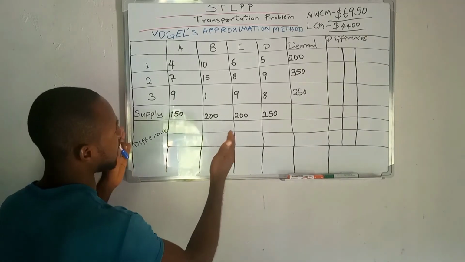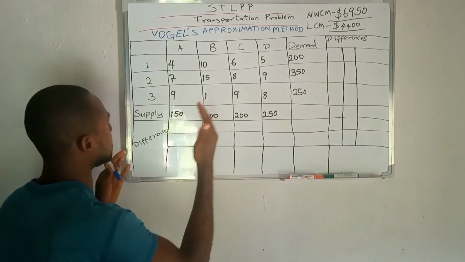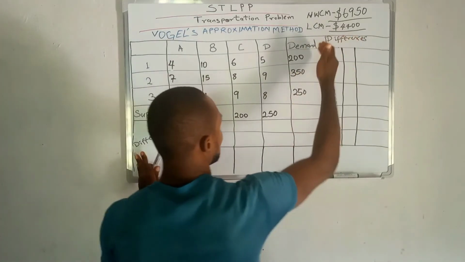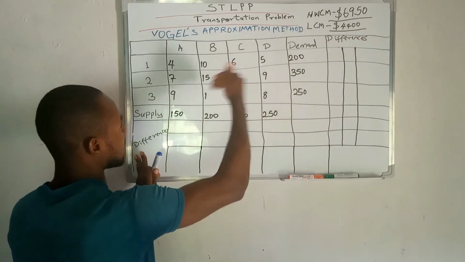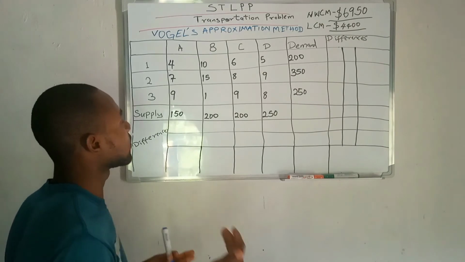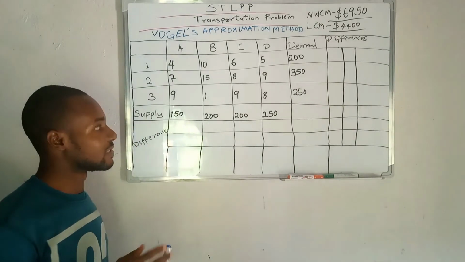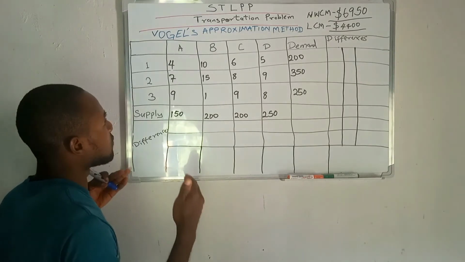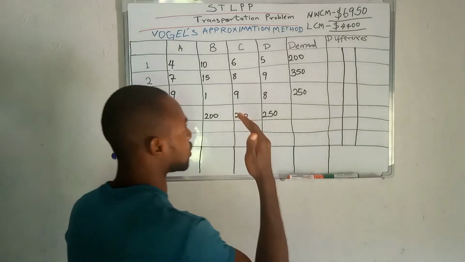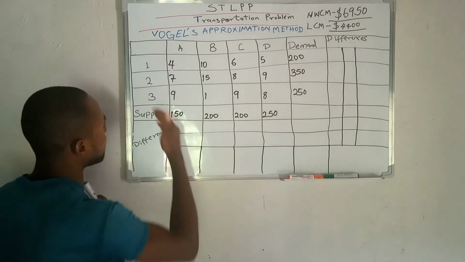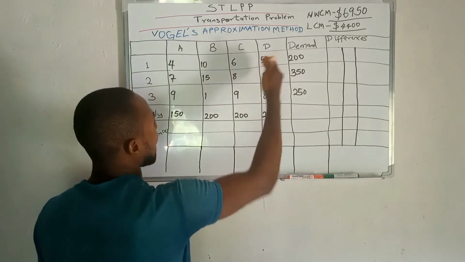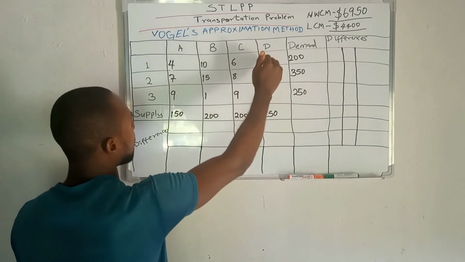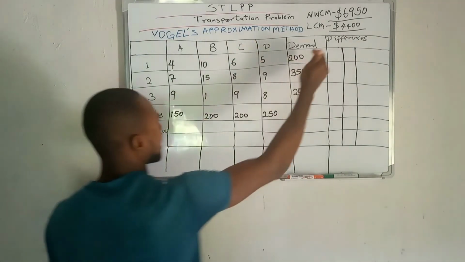We are going to solve the same problem using the Vogel approximation method. We still have the same problem here. The only difference is the differences that we wrote here. Vogel's approximation method is a little advanced. It says that when trying to solve a transportation problem like this, you go through each of the rows, check for the two smallest costs in each row, subtract them, and write out the difference.